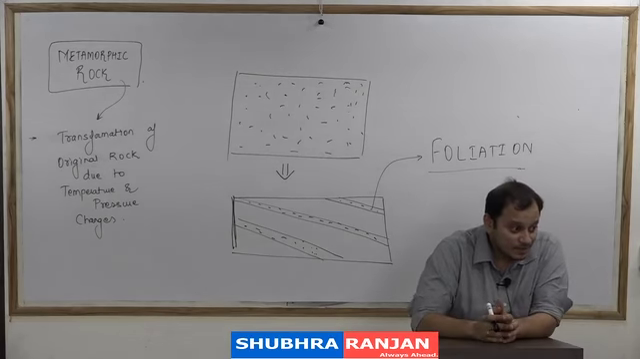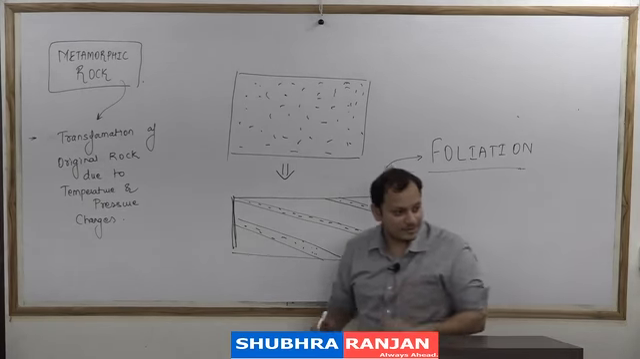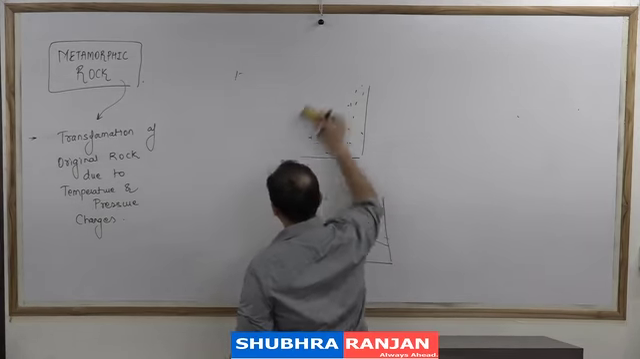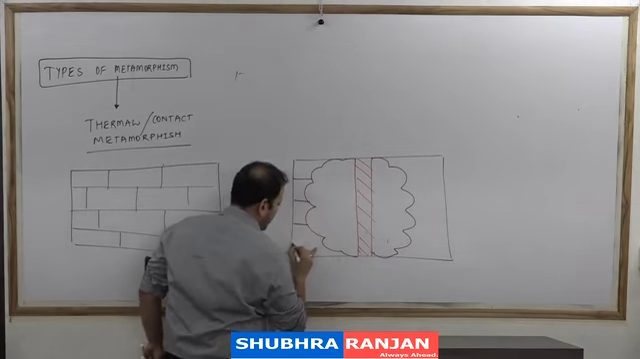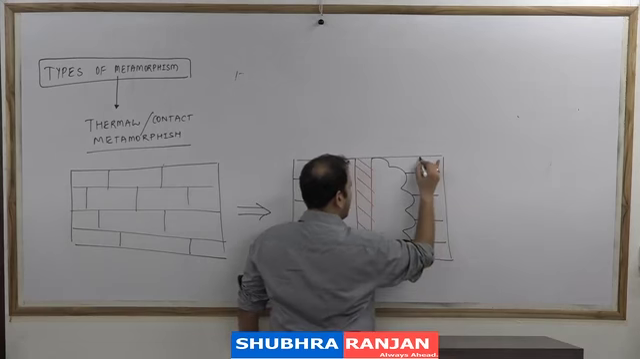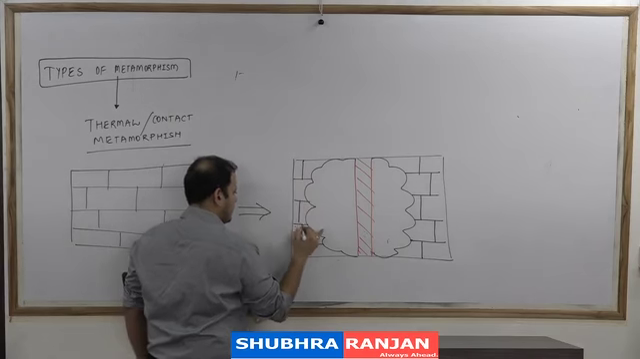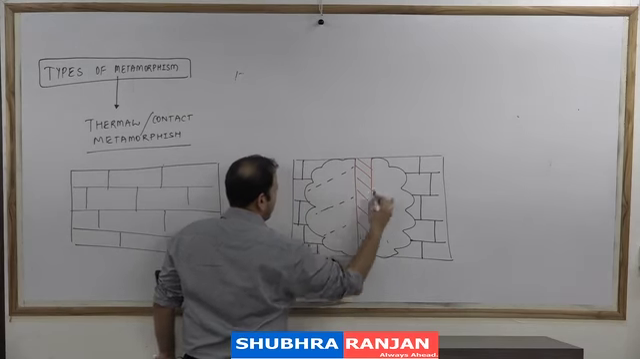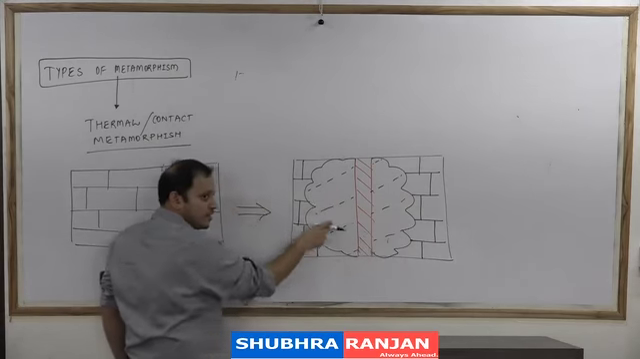What property is this? This is the parallel property of the metamorphic rock. Yes, will not be changing, only the area which comes in the contact will be metamorphosed. What am I showing this? This is a foliation.